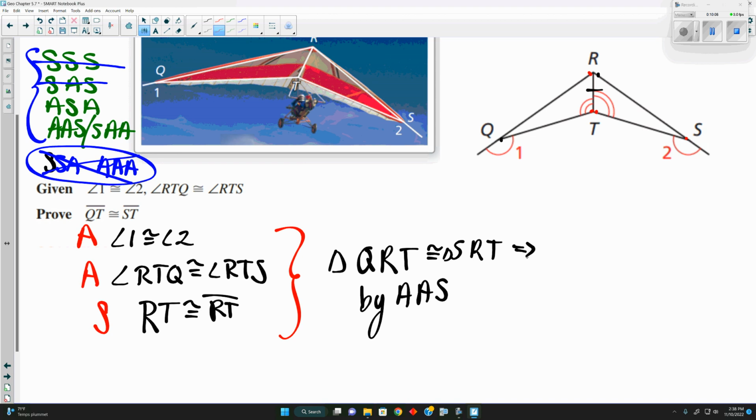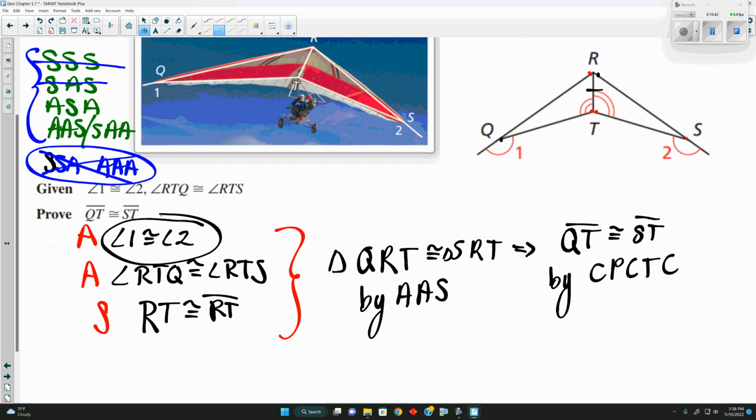Since we said the two triangles are congruent, the corresponding parts must be congruent as well, which means we can say that QT is congruent to ST by corresponding parts of congruent triangles are congruent. Or we can say CPCTC.